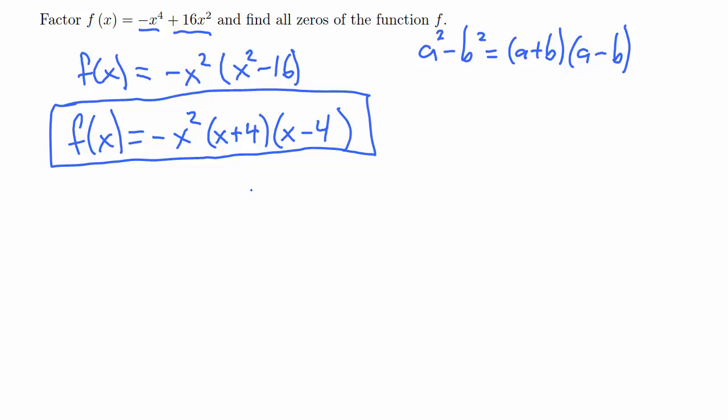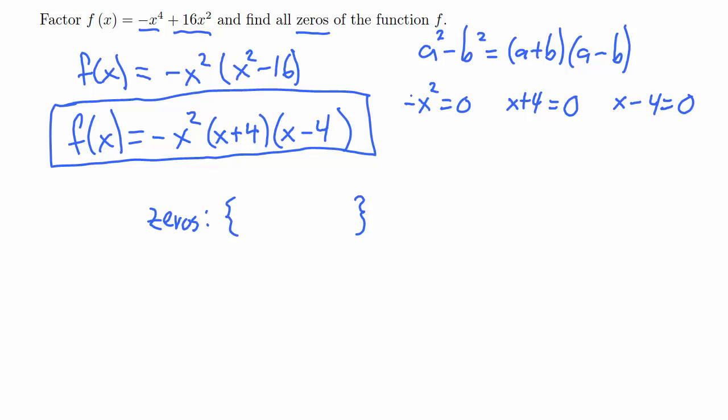Now, I do want you to realize one thing, that we can actually find all zeros from this. The zeros are just wherever each factor is equal to 0. So what we can do is say negative x squared equals 0. We can say x plus 4 equals 0. And we can say x minus 4 equals 0.